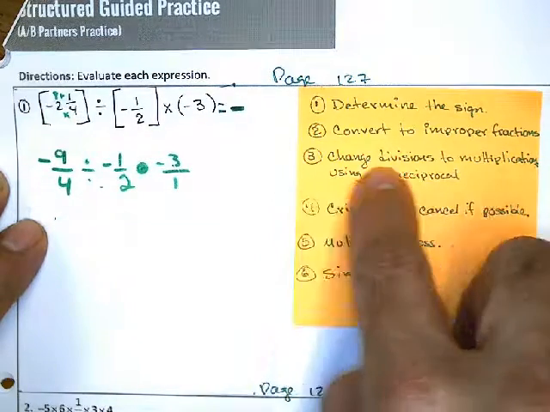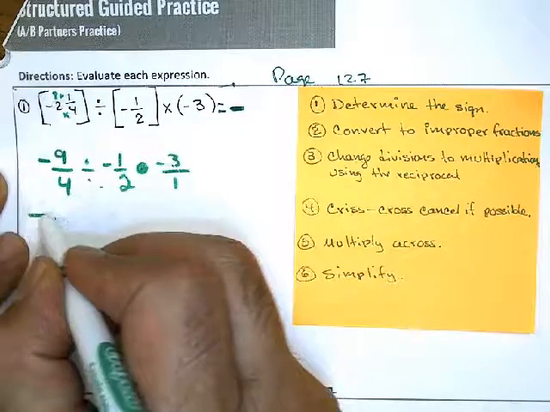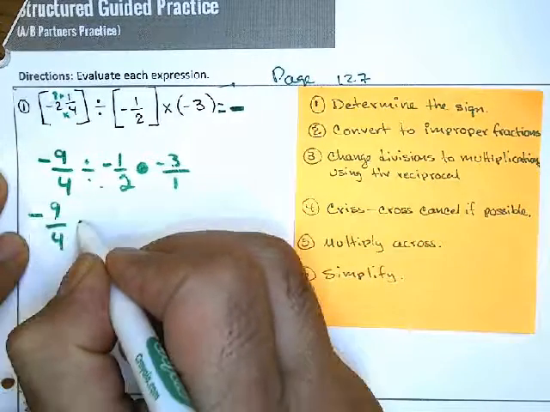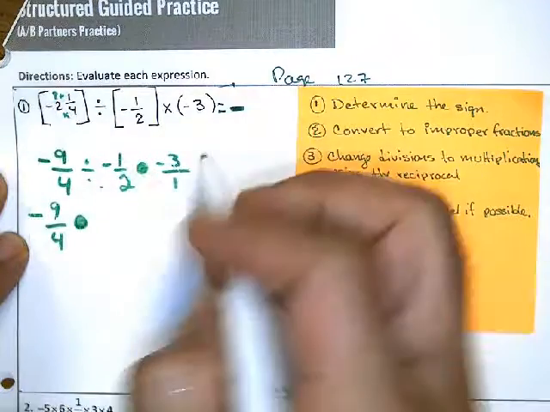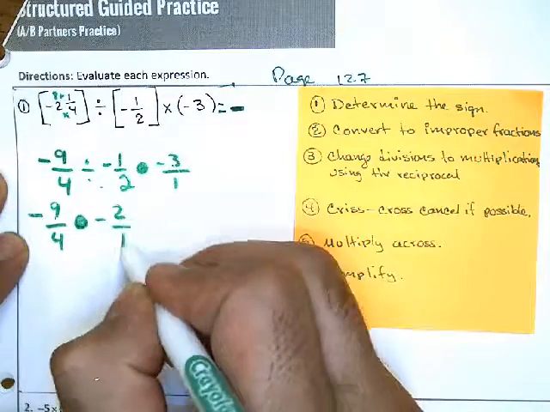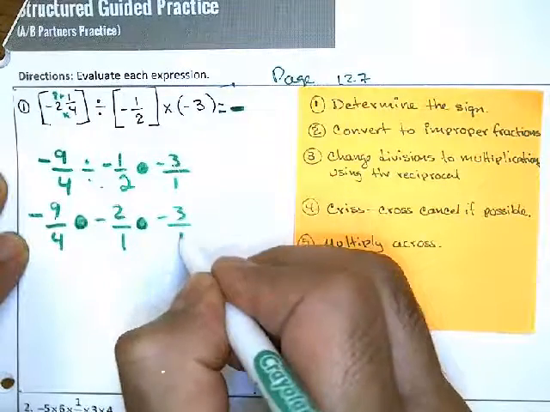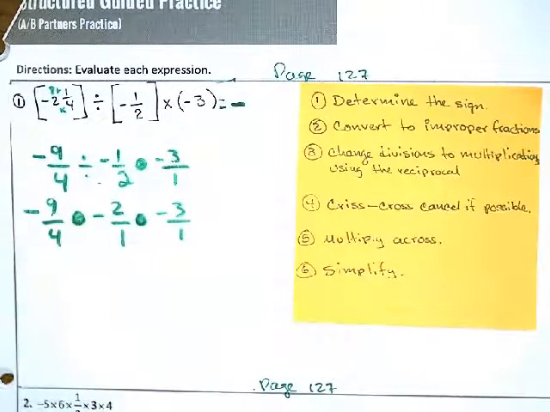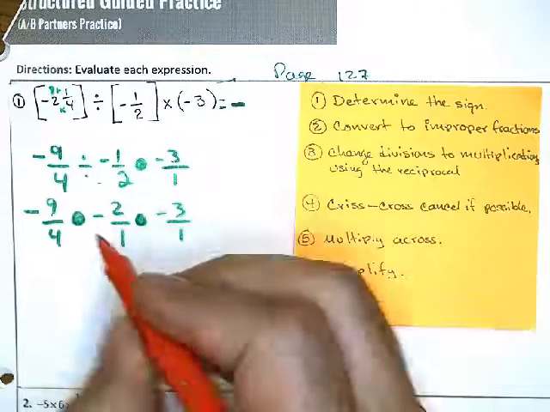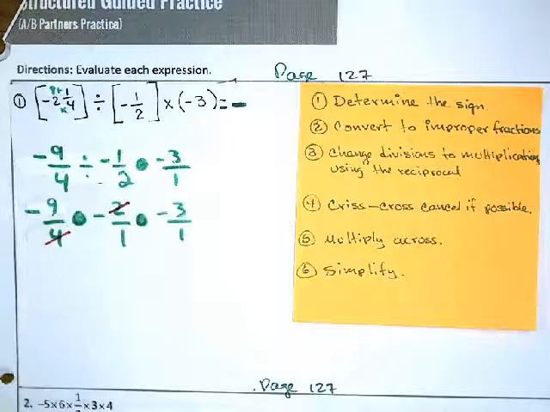Step number 3 says change divisions to multiplications using the reciprocal. So I'm going to keep my first fraction the same. I'm going to change it into multiplication, but then I need the reciprocal of negative 1/2, which is 2 over 1. And the other one is just the way it was, negative 3 over 1. Now what I need to do is just multiply across. But before I do that, I notice that this number and this number can be cross canceled.